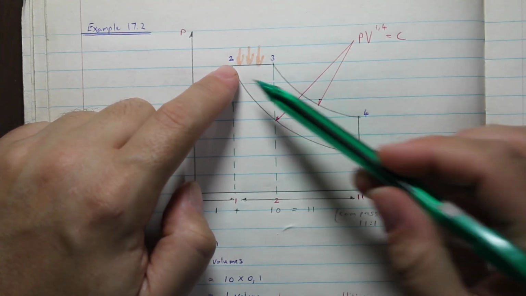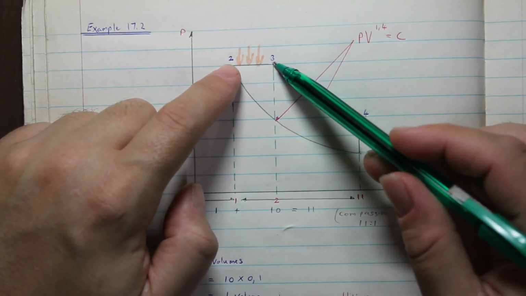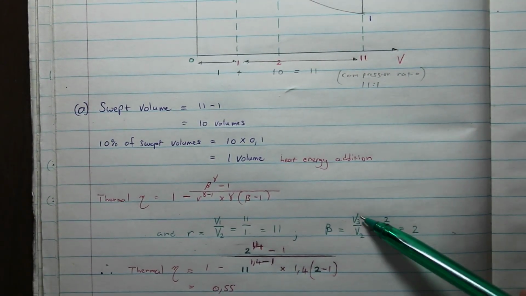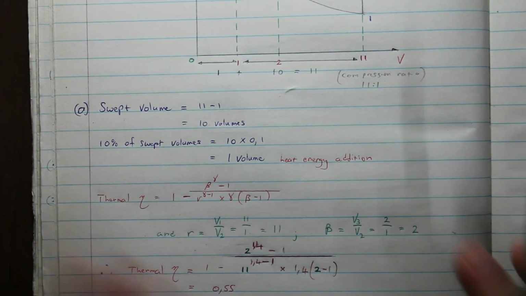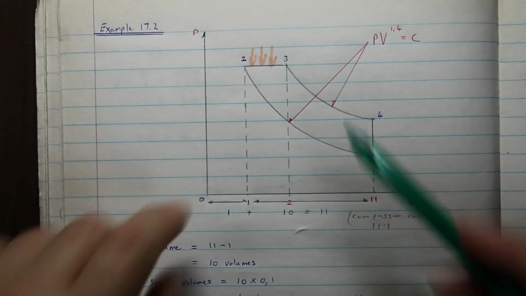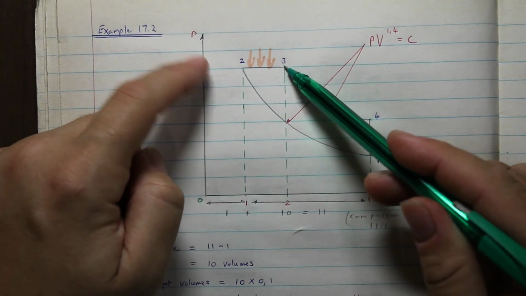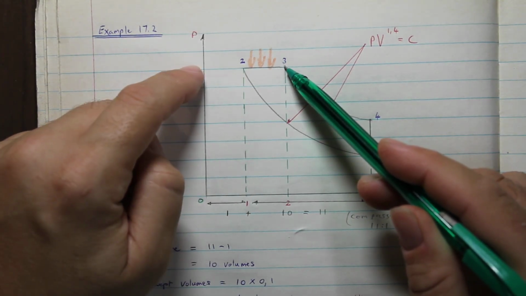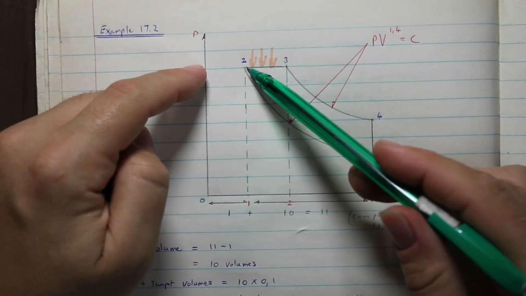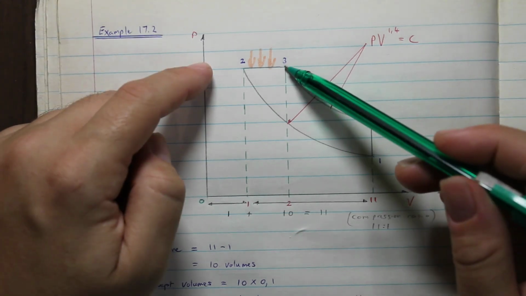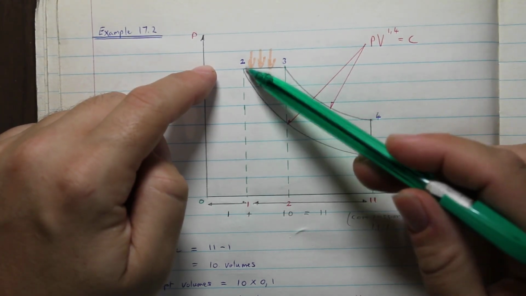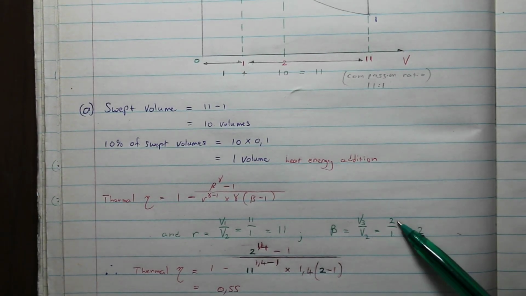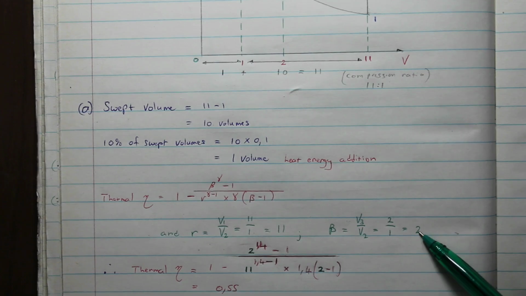Because it says 10% of the stroke, so that's one volume. So very easy then. Beta is V3 over V2, and we know now what V3 is. V3 is one volume plus another volume, so that's two volumes, and V2 is just one volume. So it's 2 over 1. So there I have it: V3 over V2 is 2 over 1, and beta equals 2.